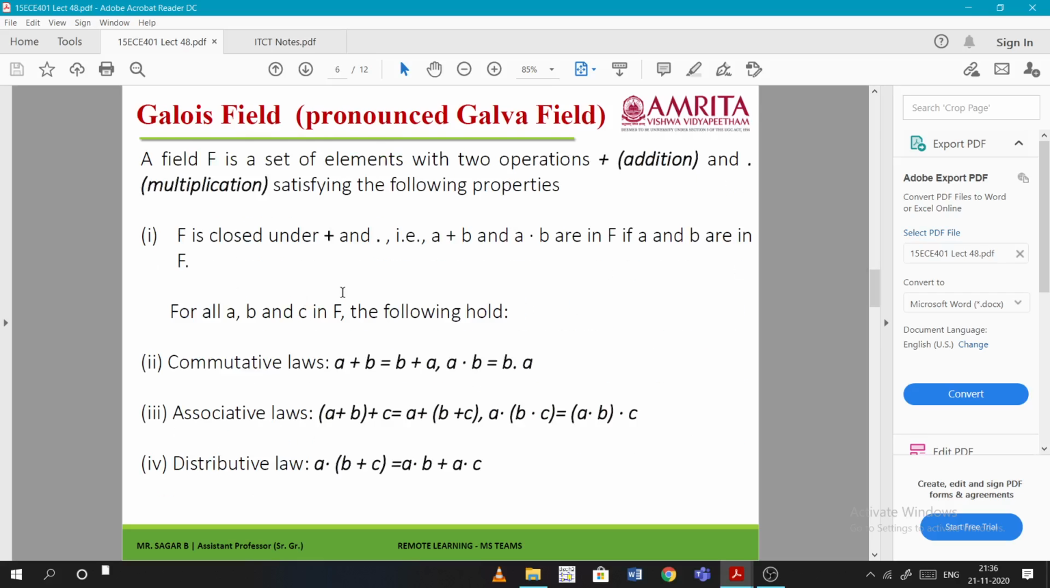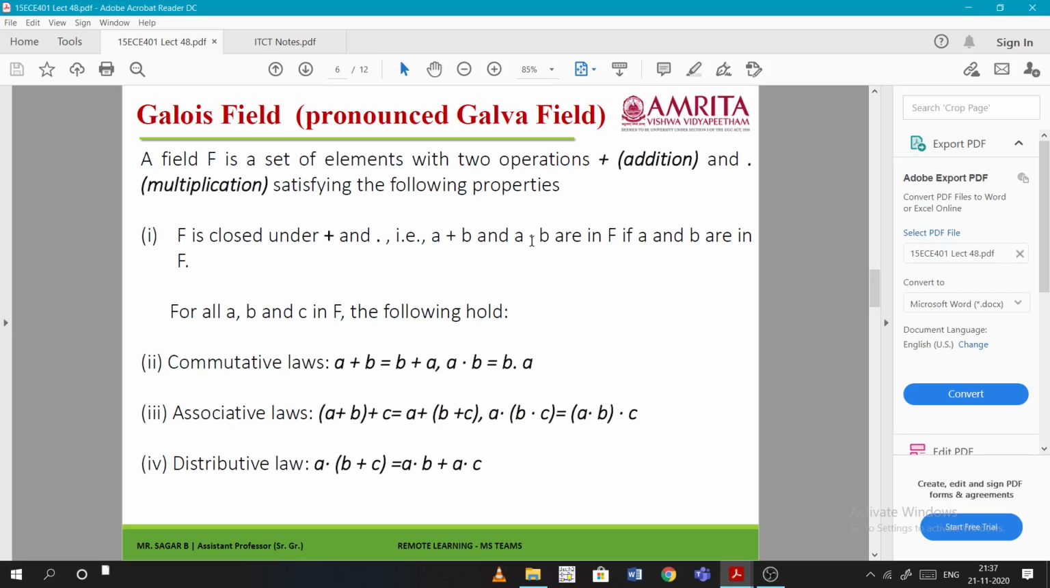Like first, F is closed under plus and multiplication, that is a plus b and a into b are in F, if a and b are in F. That means, for example, if you multiply a and b, I need to get again a or b. That means the results of addition and multiplication should be present in that set of elements.